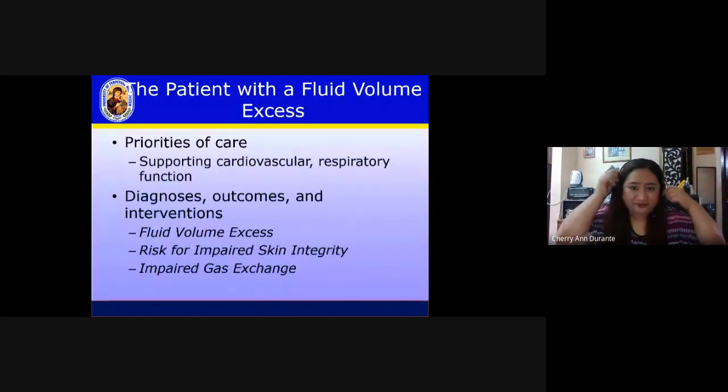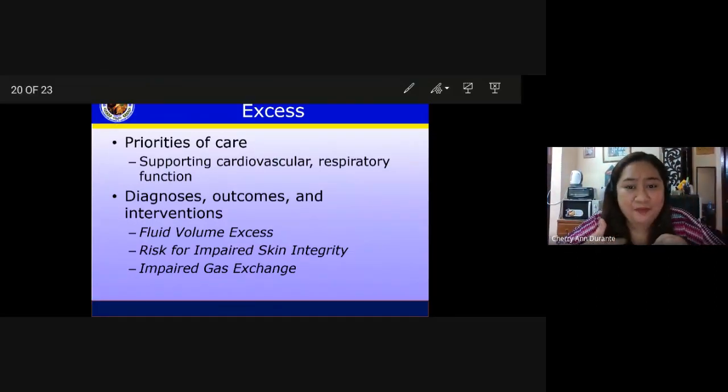Your priority of care will be to make sure that your cardiovascular system and respiratory system are functioning properly. So this is, again, as I've told you, additional effort to your heart if you add fluids to your blood. Kasi pag fluid volume excess, lahat yan ipapump out pa rin ng iyong puso hanggang siya ay mag-fail.